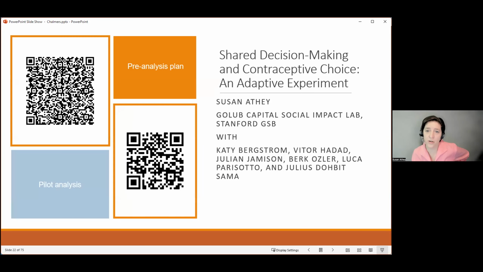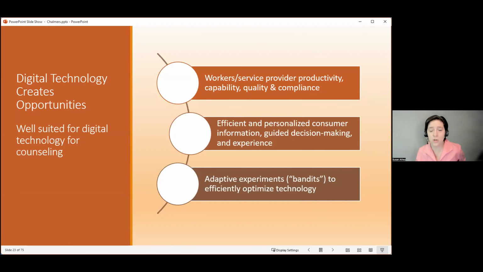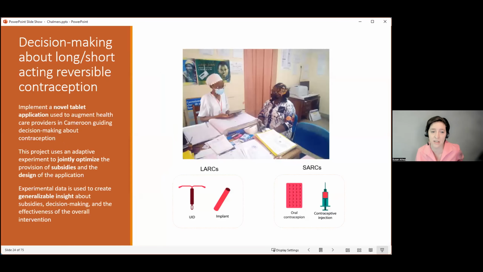Here we collaborated with the World Bank to deploy a tablet application that helped guide women through choices about contraception. So this is an application now not where we're targeting individual users, but we're targeting service providers. That's another great application of AI, helping teachers be better teachers, or helping counselors be better counselors. And we're going to use an adaptive experiment. I promised I'd come back to that.